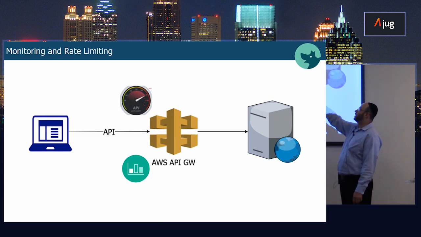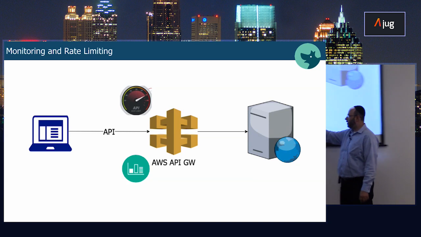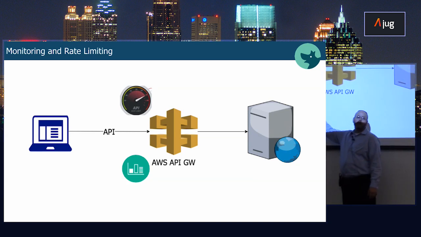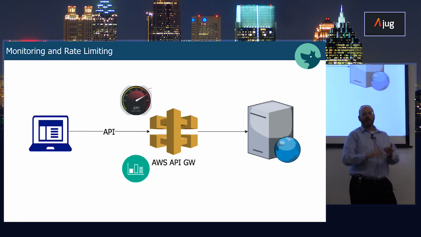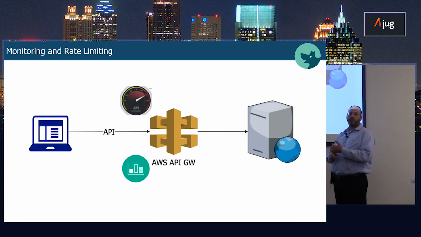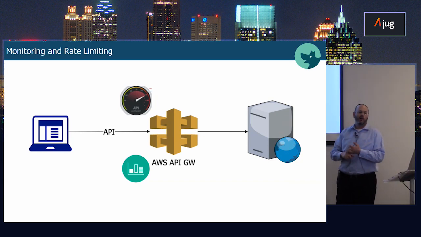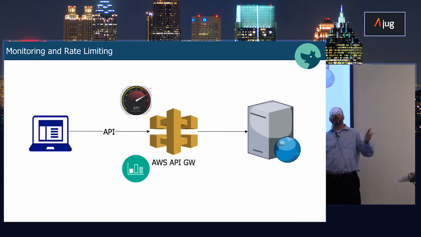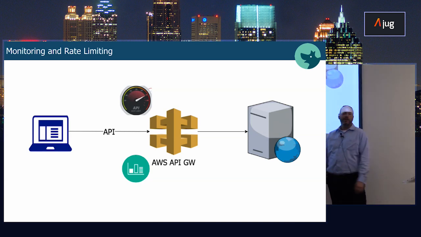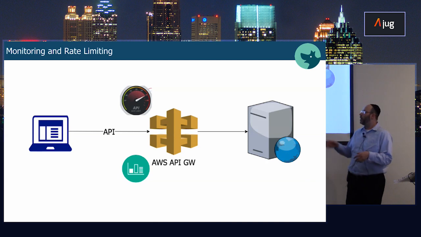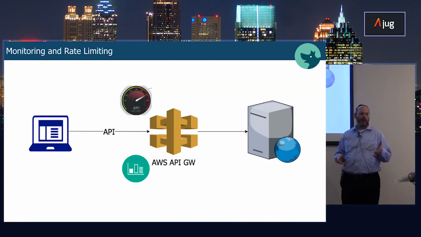A couple different things here. Number one is monitoring. You'll be able to tell how many hits there were, latency for individual methods, and throughput over the course of a day. You can set alarms to let you know if certain things go above a threshold. So you can get a pretty good feel for the different usages of your APIs.